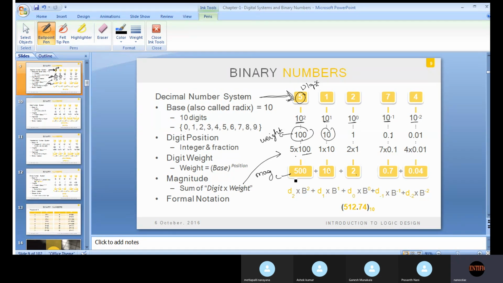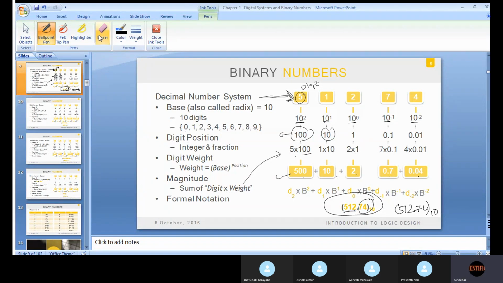Okay, so finally, if you want to get the complete magnitude, what you need to do? You need to sum up. If you are summing up, it will be 500 plus 10 plus 2 is 512. 0.7 plus 0.04 is nothing but 0.74. So 512.74 base 10.